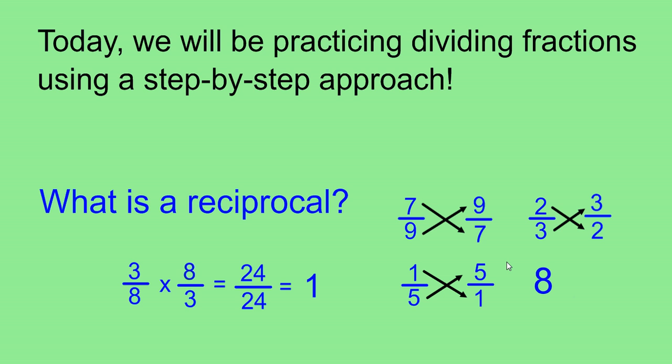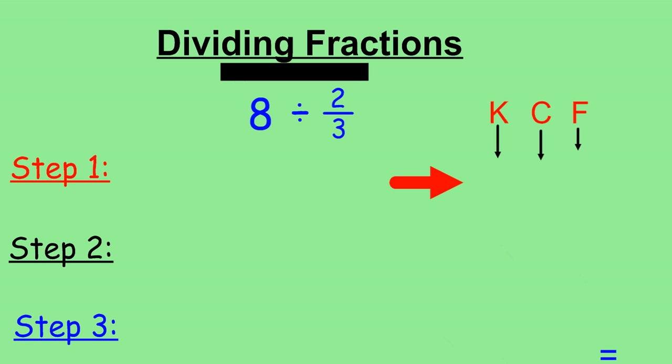When it gets tricky, what happens if you have a whole number like the number 8? That's right, first you'd have to write it as a fraction, 8/1, and then we can write the reciprocal as 1/8. Let's move on and check out our step-by-step approach.